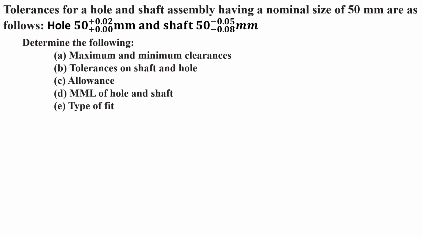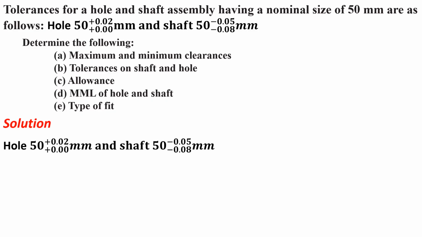Then determine the following. First one, maximum and minimum clearances. Next one is the tolerances on hole and shaft. Next, allowance. Next, determine the maximum material limit of hole and the shaft, and also determine the type of fit. So let's see the solution.